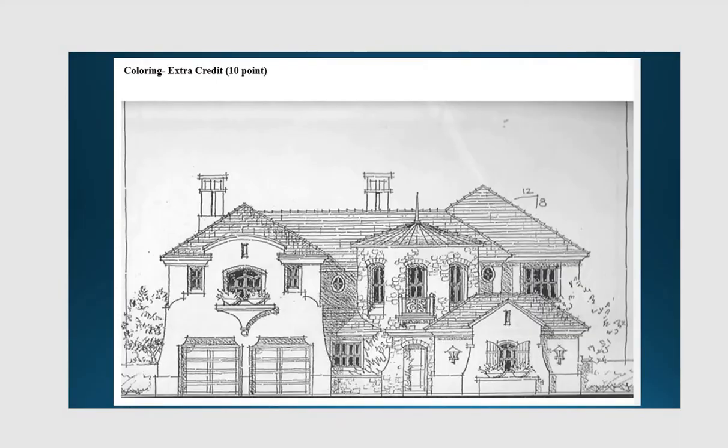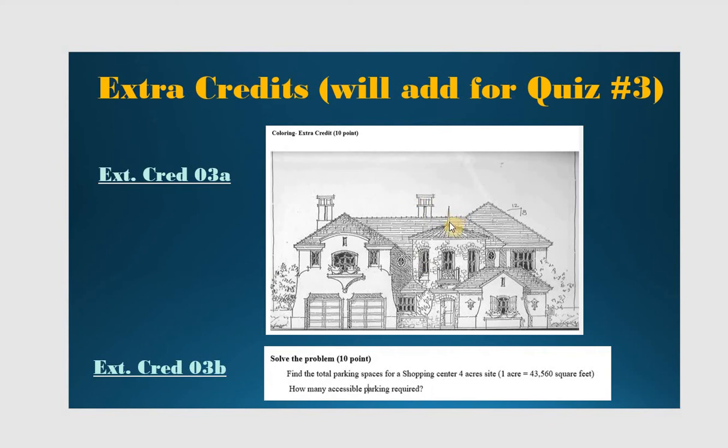The credit is 10 points for this one. So basically if you do both of them, you can get 20 points, added to quiz number 3's 100. So the total for quiz number 3 can be up to 120 points. Okay, good luck to all of you. Quiz number 3 is longer. I mean, I give more questions because I want to select the qualified students to skip the final. So that's why I give a longer one.